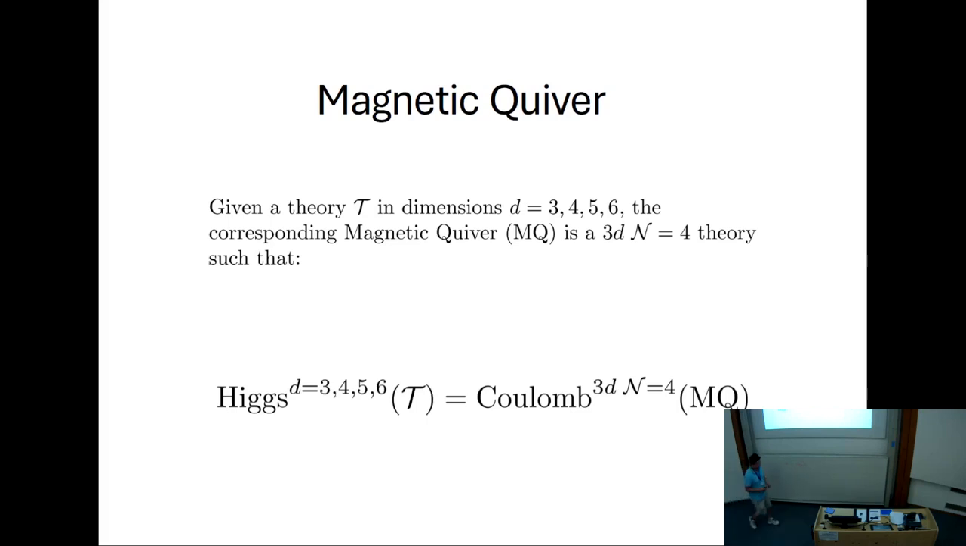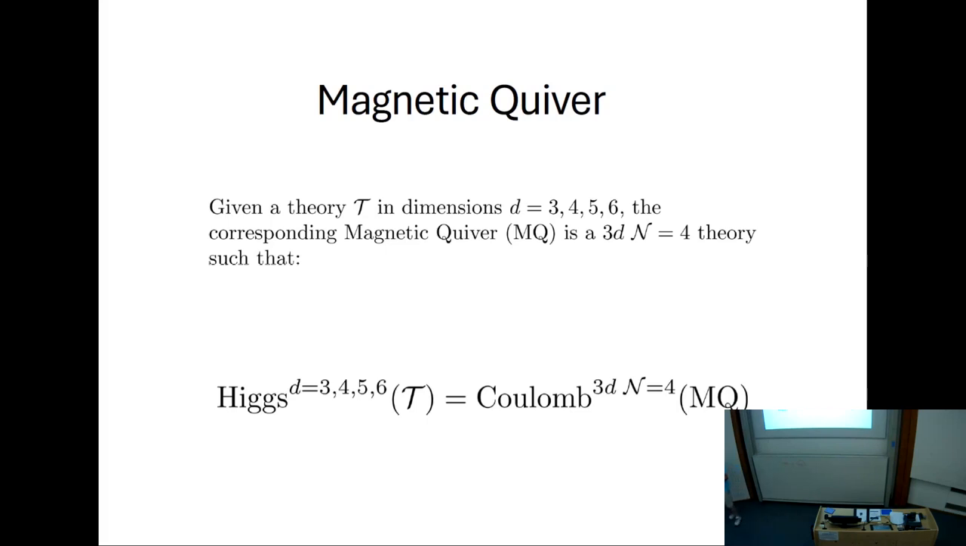So, a brief recap of what a magnetic quiver is. Given a theory T, which right now can be some superconformal field theory, but in general can be some SUSY gauge theory with 8 supercharges, in dimensions 3, 4, 5, and 6, the corresponding magnetic quiver is a 3D N=4 theory, such that the Higgs branch of T is the Coulomb branch of this 3D N=4 magnetic quiver. So this is the definition.